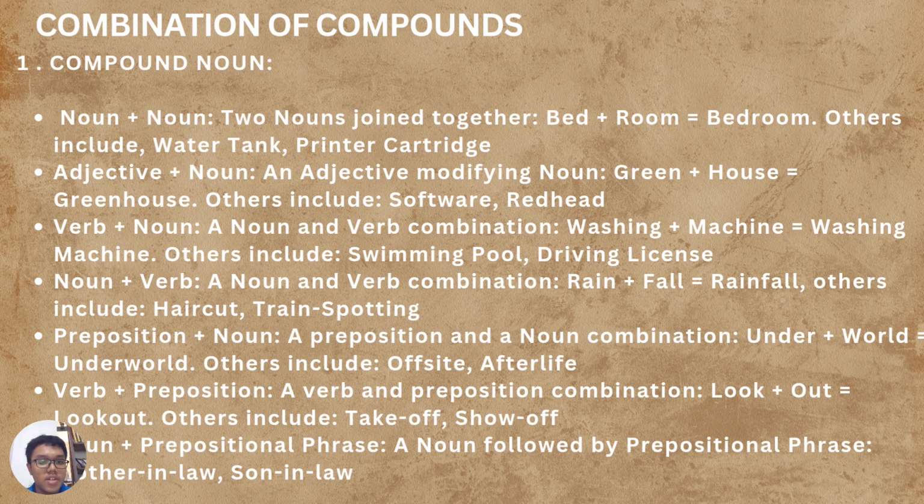Next is adjective and noun, an adjective modifying a noun. We have green and house turns to greenhouse. Others include software and redhead.